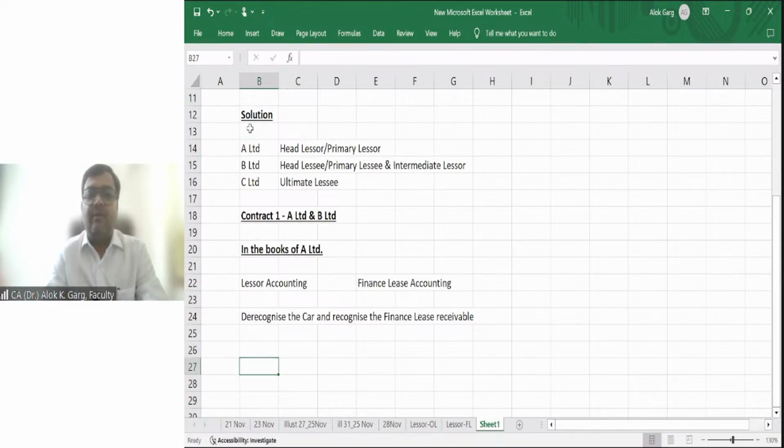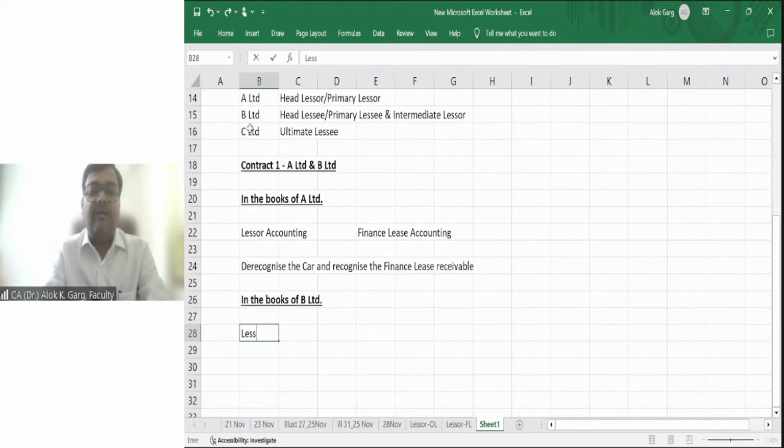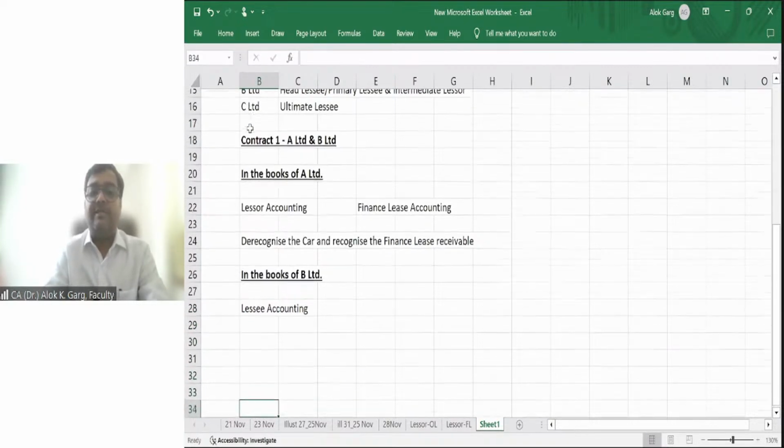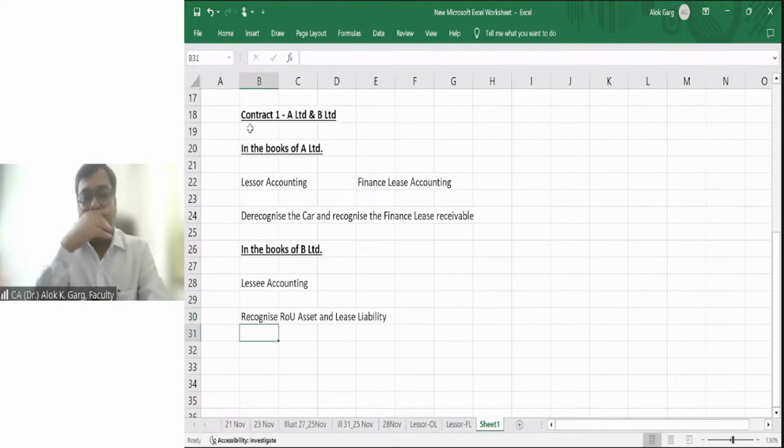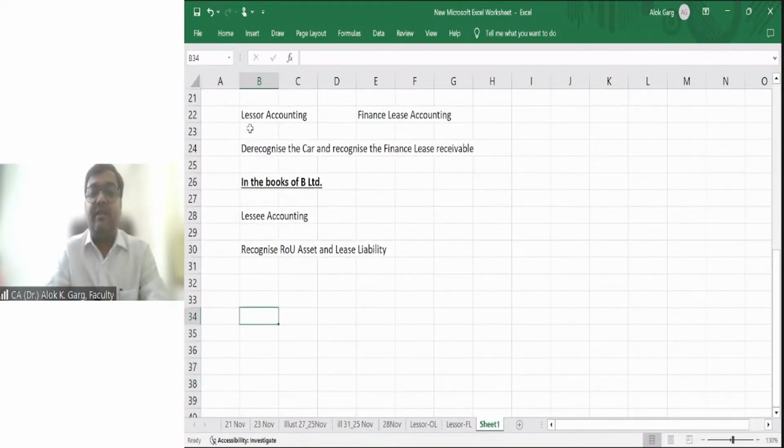What will B Limited do in the books of B Limited? Lessee accounting will be required. There is no operating lease and finance lease; there is a lessee accounting. And what will the lessee do? Lessee will recognize ROU asset and lease liability. So at what value? Year, lease payment, present value factor, present value, right?